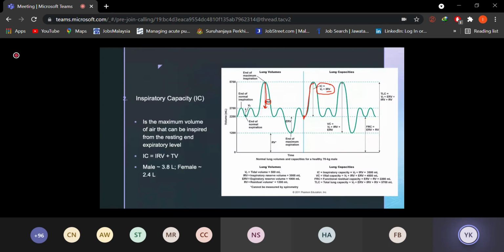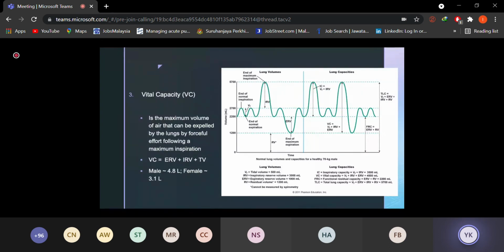Okay, next is the vital capacity. Where is the vital capacity? VC is here. It's the tidal volume plus your IRV plus your ERV. It's the maximum volume of air that can be expelled by the lung by a forceful effort following a maximum inspiration. It means that after exhaling normally, you inhale forcefully and then exhale forcefully, then what you get is the vital capacity.